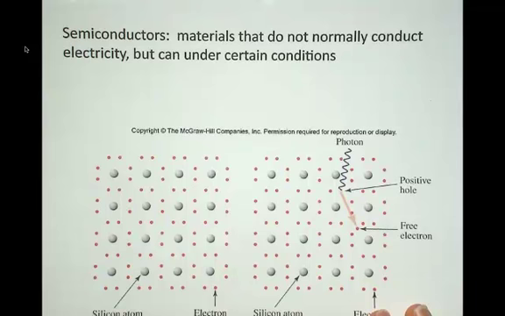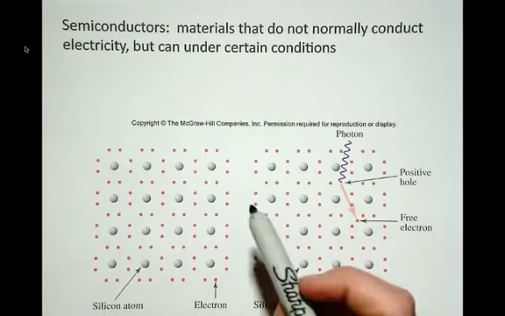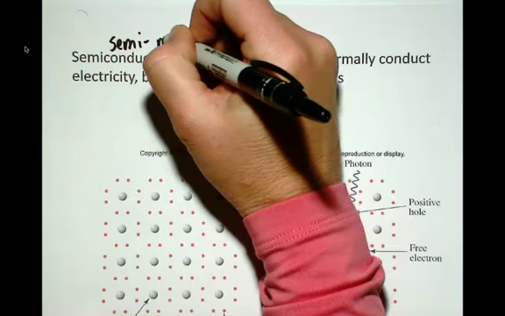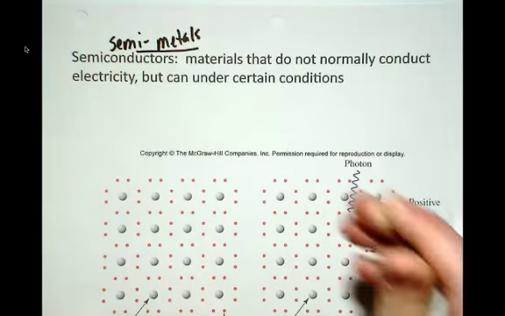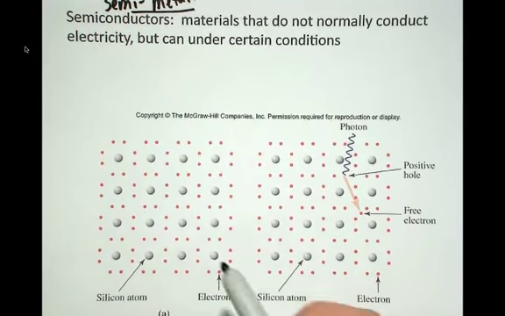Materials that are used in photovoltaic cells are what we call semiconductors. And semiconductors are materials that don't normally conduct electricity but can under certain conditions. Okay, so whereas metals are good conductors, semiconductors, or sometimes they're called semi-metals, are sort of on the boundary between pure metallic properties and non-metallic properties. And so the classic semiconductor is silicon.